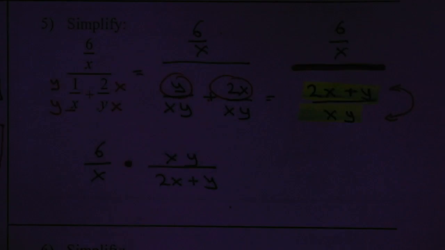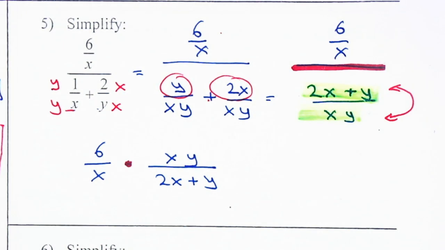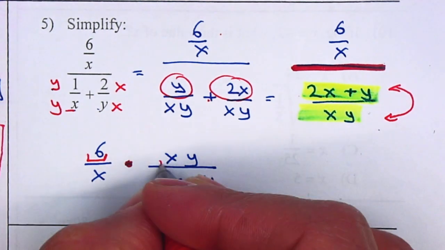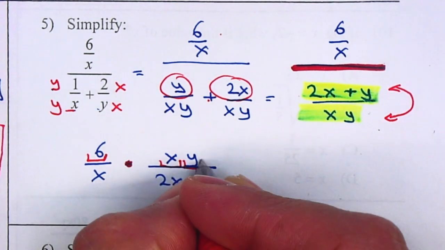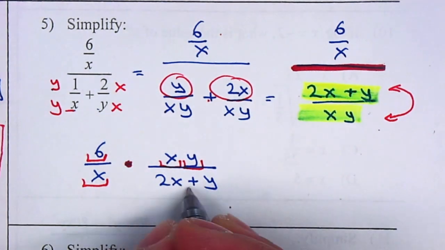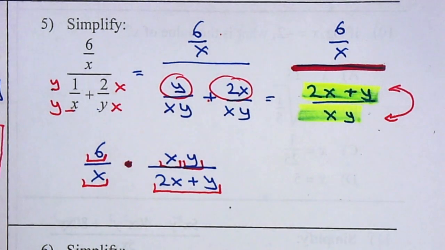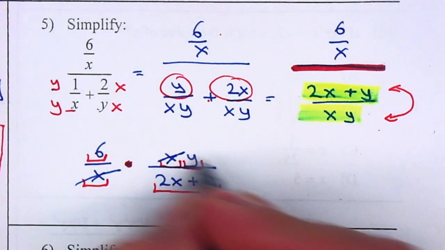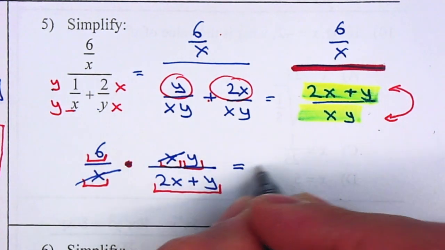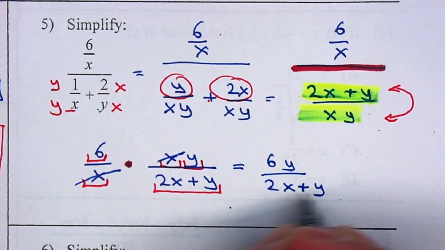Now I can go ahead and see what cancels. I have a 6 as one of the factors. I have an x as one of the factors, and then y. I have an x as a factor. I cannot separate this as different factors because there's a plus in between. Therefore, this whole thing is a factor. So what cancels? I can cancel one of the x's. You cannot cancel the y's because this is a whole factor. So I have 6 times y will give me 6y over 2x plus y.